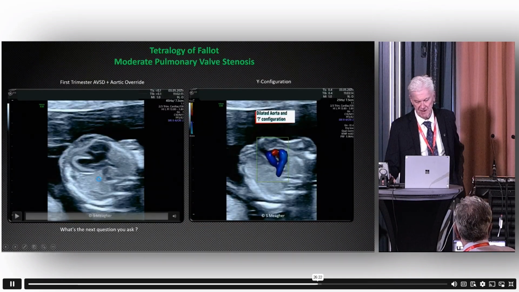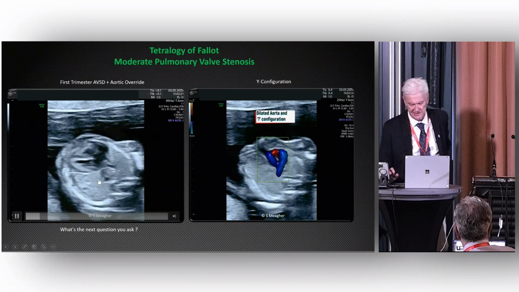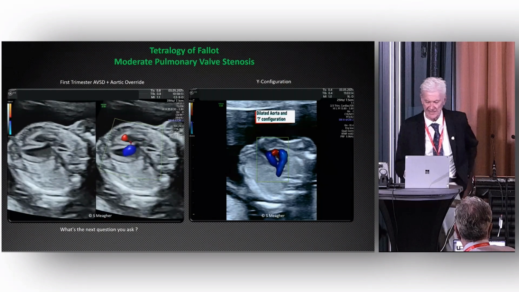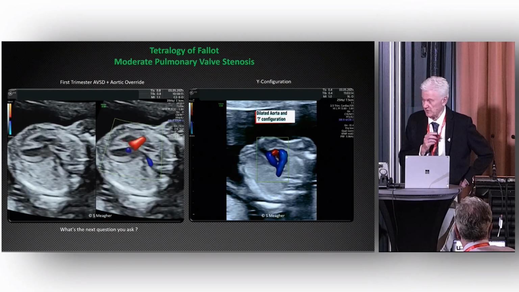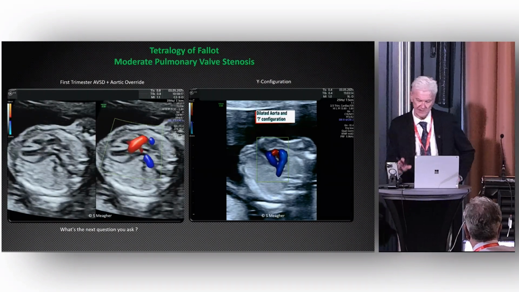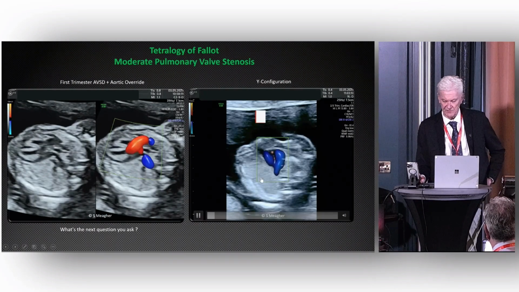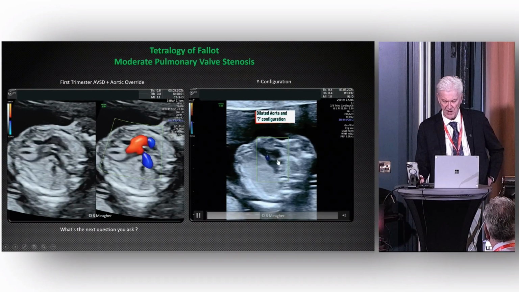There are variations, remember, with Tetralogy of Fallot, I said it exists with other things. If you ever see it with an AV canal defect like this, you need to think of trisomy 21, Down syndrome. Looking on the three-vessel view, you see the small pulmonary artery.